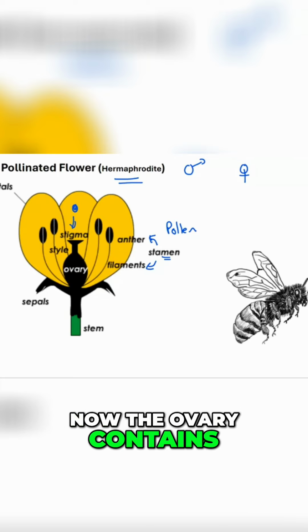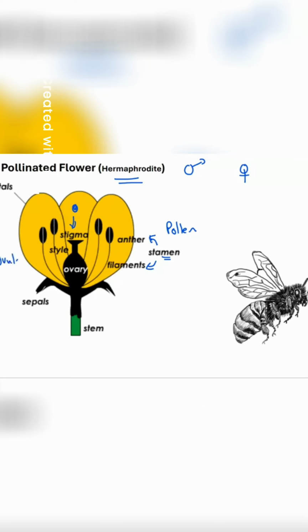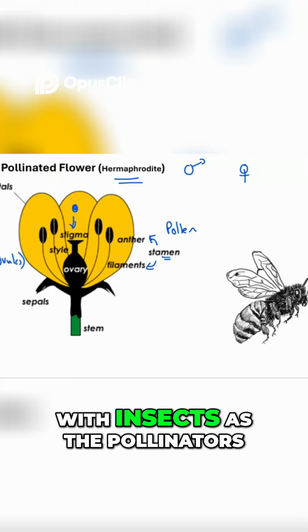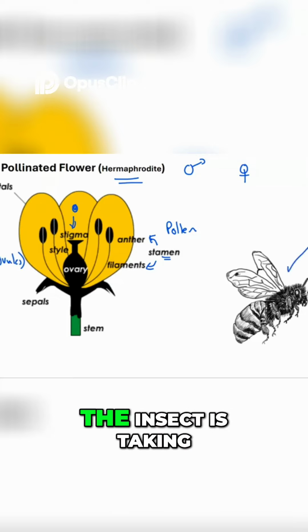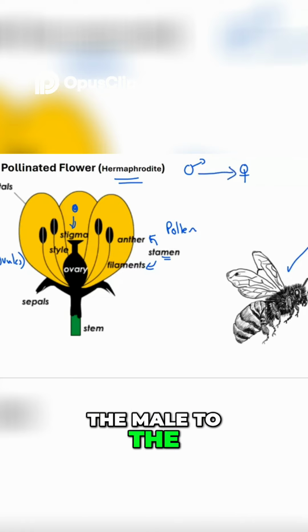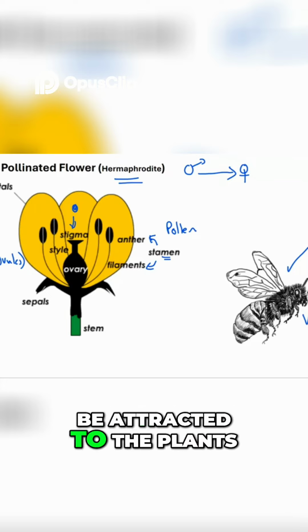The ovary contains the plant eggs, which are known as ovules. Because we are dealing with insects as the pollinators, in other words, the insect is taking the pollen grain from the male to the female component, acting as a vector, the insect has to be attracted to the plants.